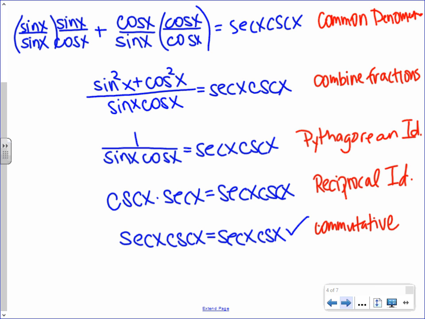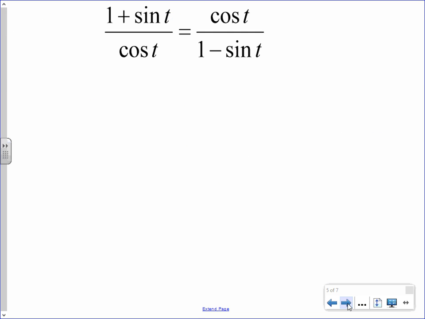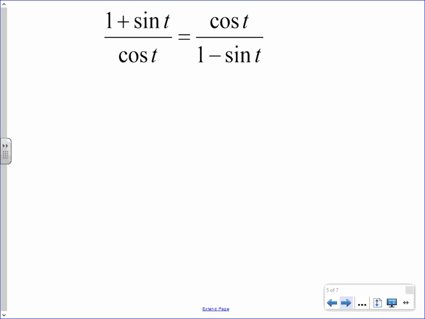All right. Please write this one down. Okay. Same thing as last time. I want you to take a moment and discuss which side you think you would want to start with and what you would do.